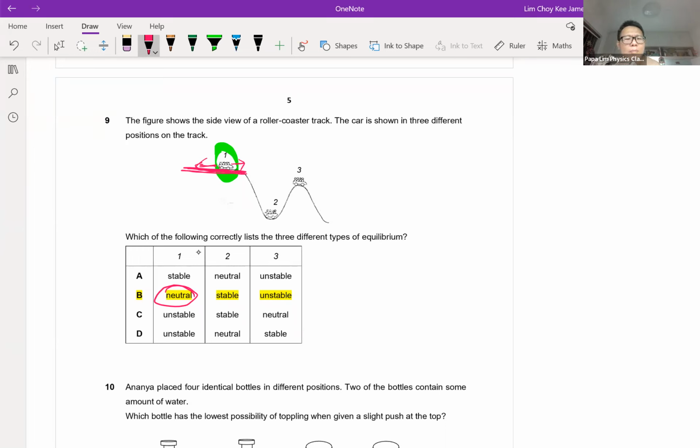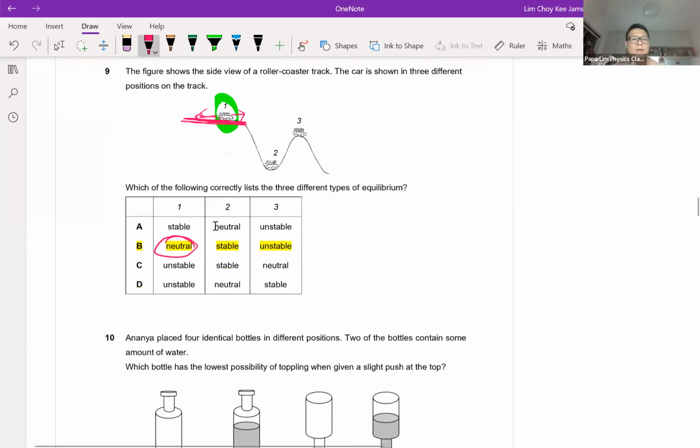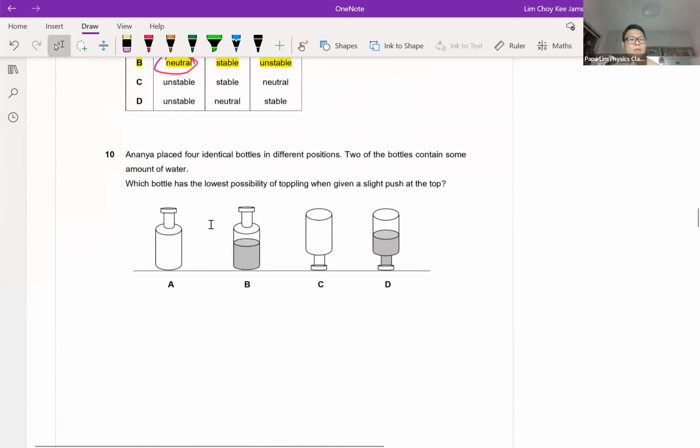Okay, for position 2 and position 3, most students, actually all the students, know that position 2 is stable and position 3 is unstable. The only thing is whether or not the students recognize that position 1 is considered neutral equilibrium. Question 4, nothing much. It's just to take a look at the CG.